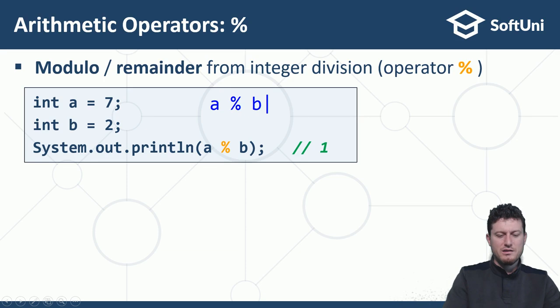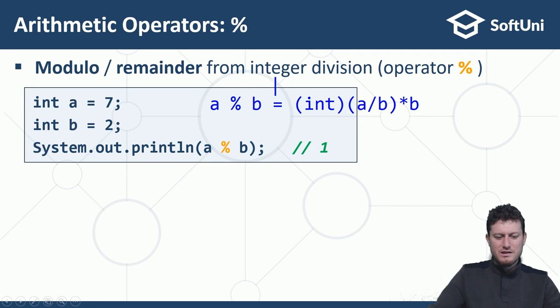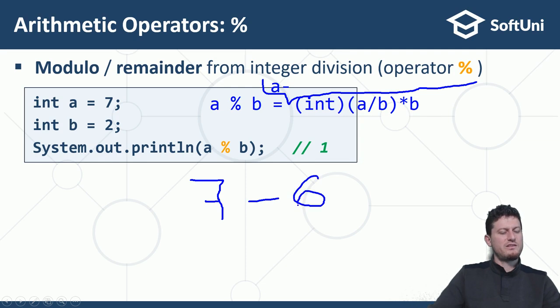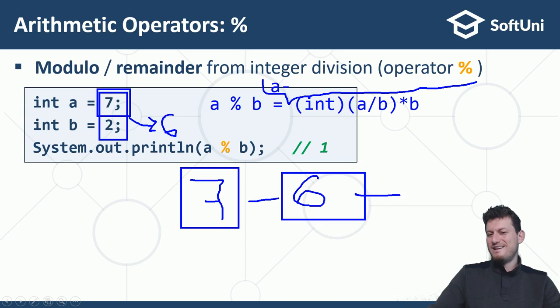A % B is A minus the int part of A divided by B, multiplied by B. For example, 7 minus 6, because 7 divided by 2 gives 3, 3 times 2 is 6, and the remainder is the original A, 7, minus this 6, which is 1.